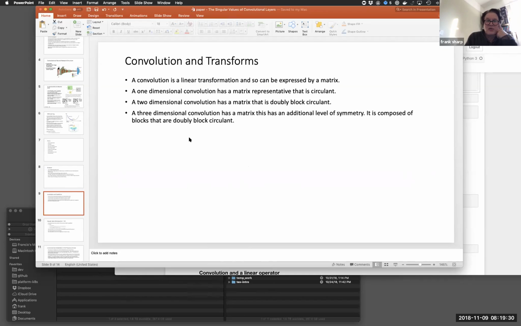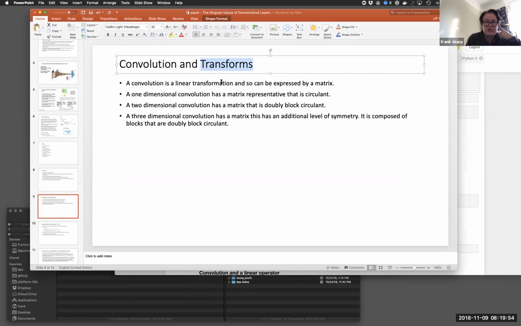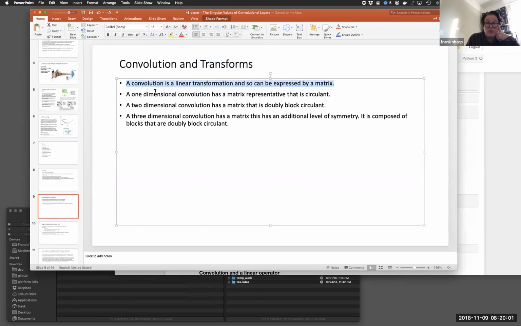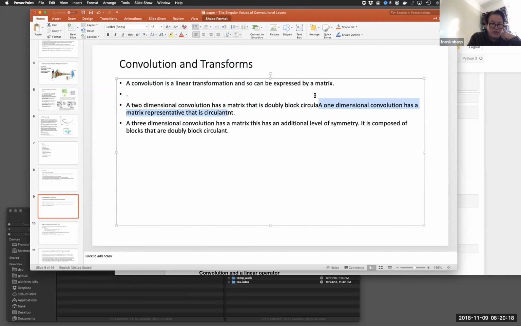So some review of what a convolution is and how it corresponds to linear transformations. And at some point, I'll bring up a Python notebook with some real stuff. So a convolution is a linear transformation, and because of that, it can be expressed as a matrix. In one dimension, a convolution has a matrix that is circulant.